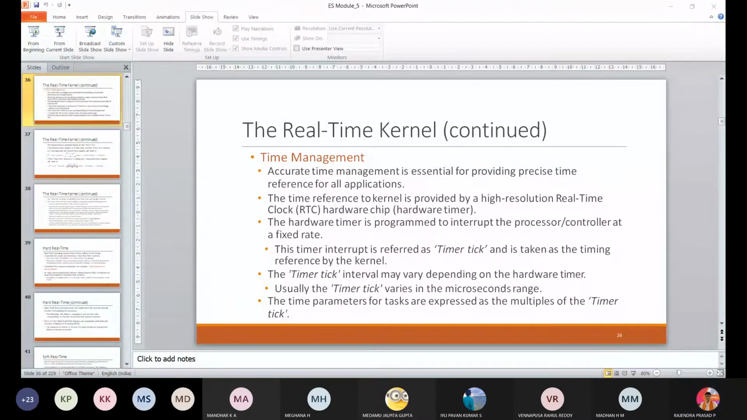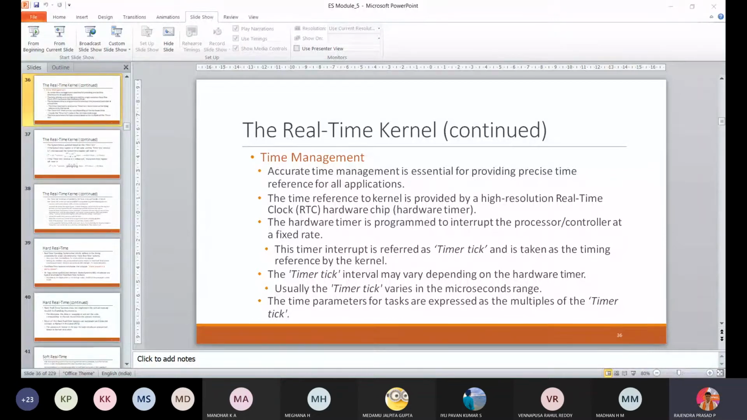Okay, so today's topic will be on the real-time kernel system. We are continuing with the time management part. We all know how vital and important time management is in a real-time application. That is the most important parameter we need to observe in a real-time system.